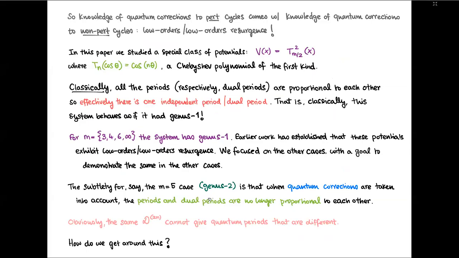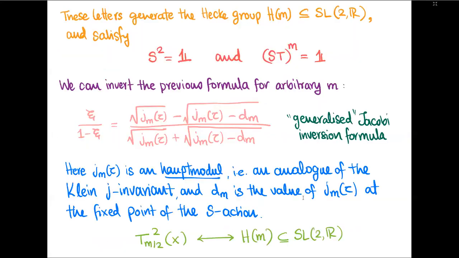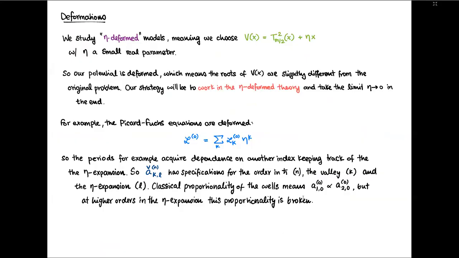We said that for the higher genus cases, when quantum corrections are taken into account, the periods and dual periods are no longer proportional to each other, and obviously the same D2n cannot give quantum periods that are different. It will give you the same object. So the question is, how do we get around this? The answer is we introduce these deformations. We study what we call eta deformed models. We take the usual potential and add a small deformation, so we break this nice symmetry that we have, where eta is some small real parameter.